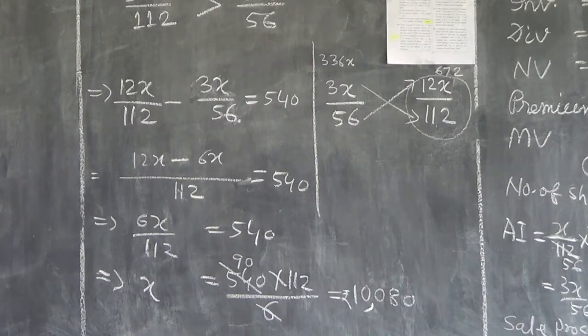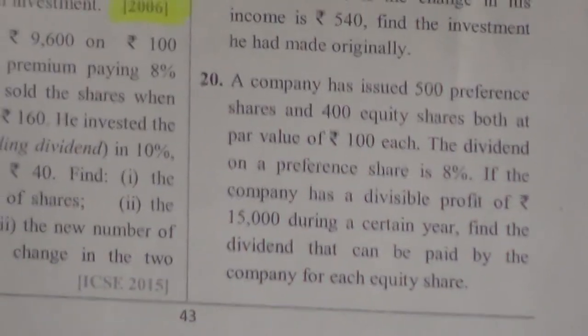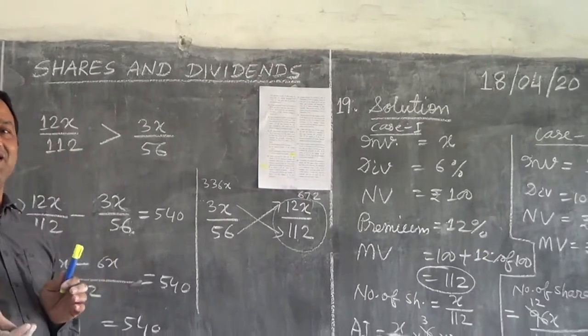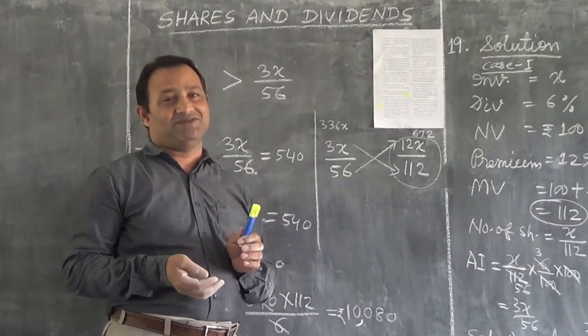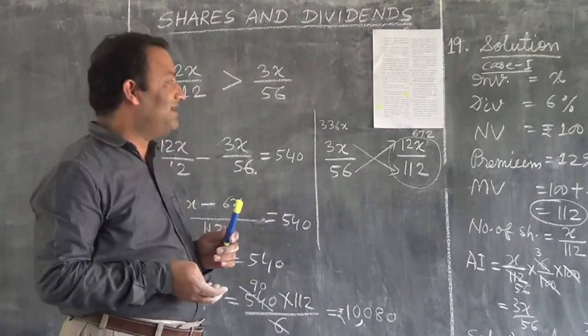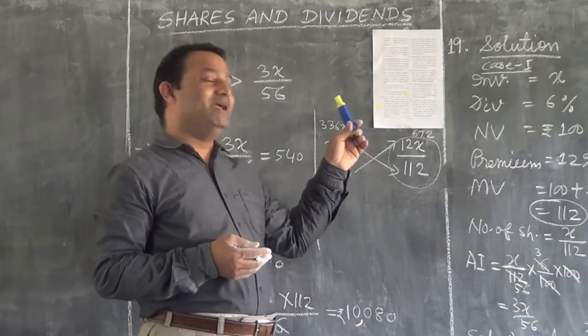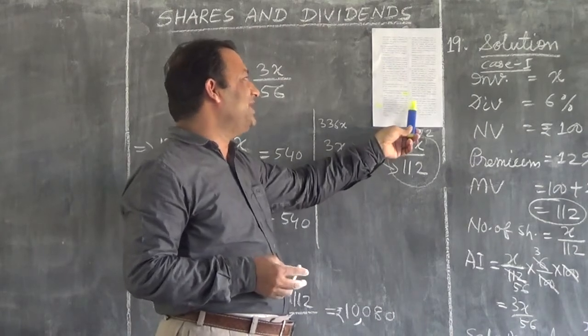So we can move to the last question of the shares and dividend chapter. Last question, because after this I am not going to solve any question on shares and dividend. I have many more problems from different chapters. So many chapters are still waiting to be dealt with, and I have to cover many more things. So this is the last question.